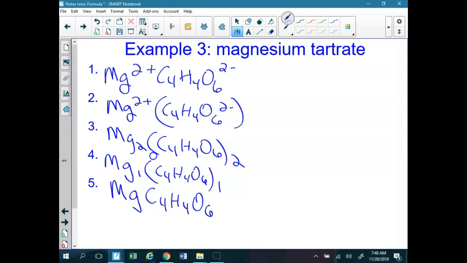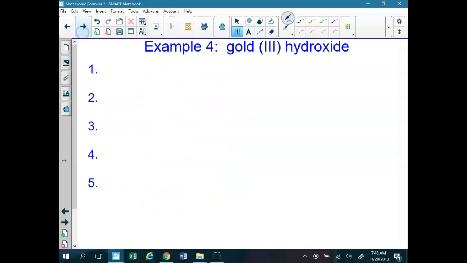Okay? Questions about number 3? Getting a little less cloudy, I hope. Gold. This is Au3+. Okay? Why is it 3+? Roman numeral, right? Where do I find hydroxide? Top. What's hydroxide's formula? OH1 minus. Yes? Okay. Anybody confused with this step?